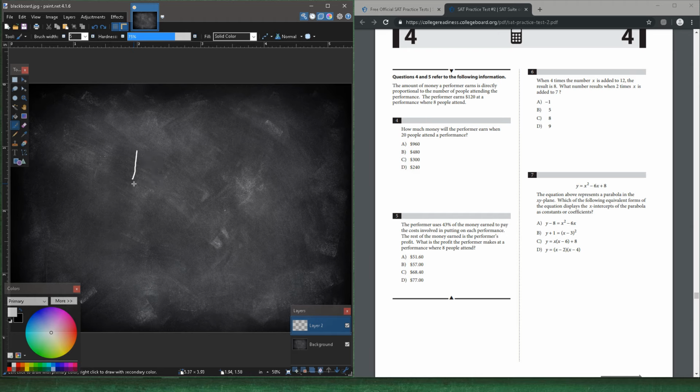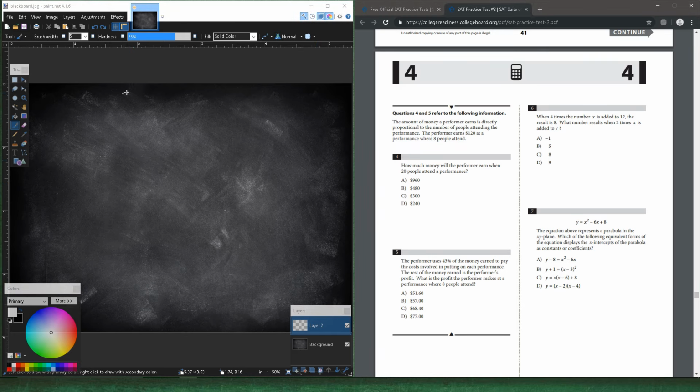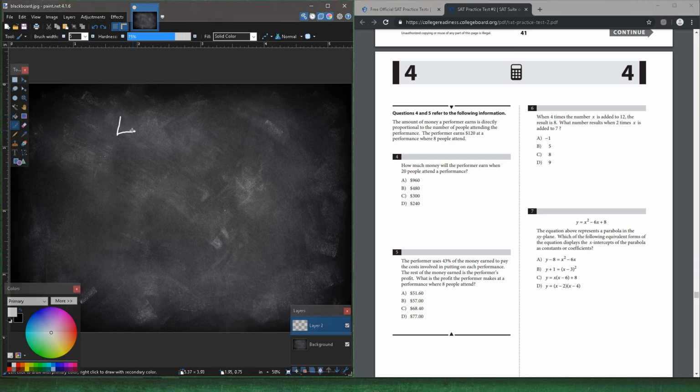3, 4, and 5 are pretty basic. When 4 times the number x is added to 12, the result is 8. What is the result when 2 times x is added to 7? So 4x plus 12 equals 8, and they're asking what 2x plus 7 is equal to. So we need to find what x is first.